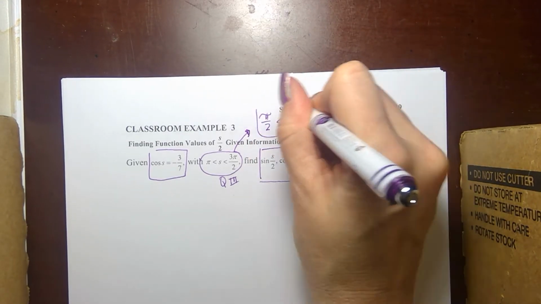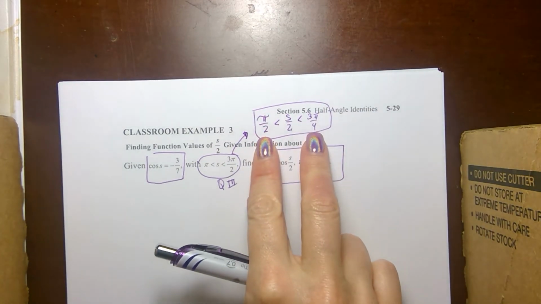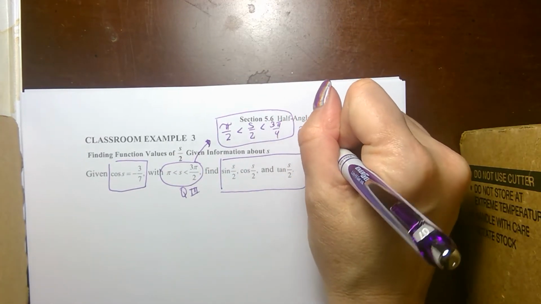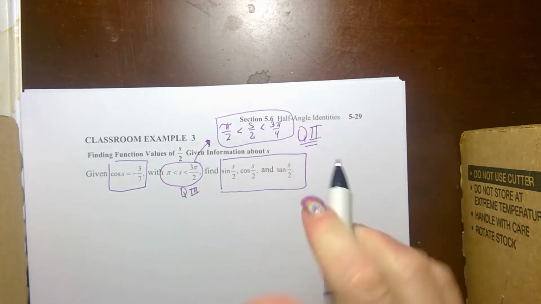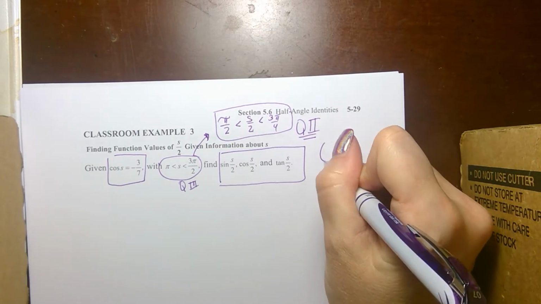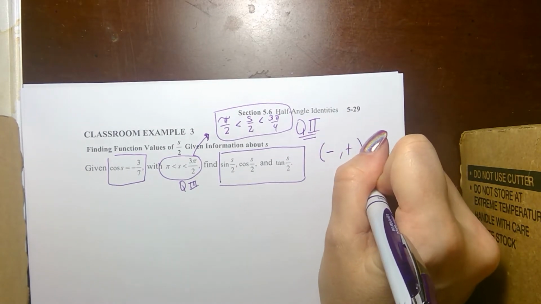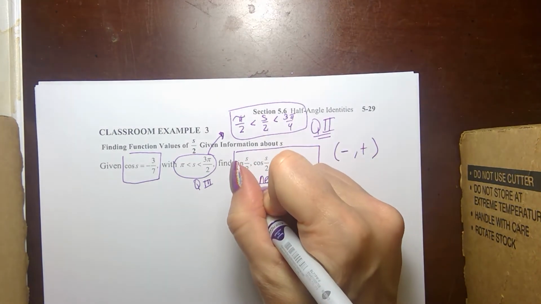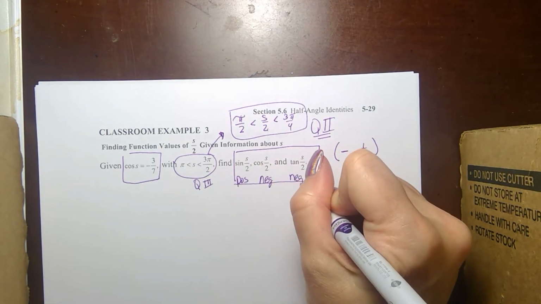So my half angle is here between pi half and 3 pi fourths. Well, pi half is the same thing as 90 degrees. This means that my half angle is in quadrant 2. And in quadrant 2, x is negative and y is positive. So cosine is negative, sine is positive, and tangent is negative.